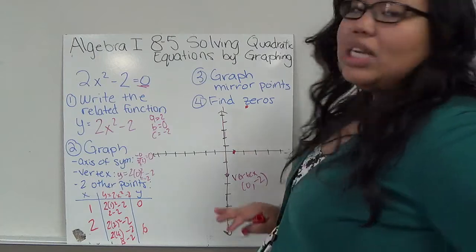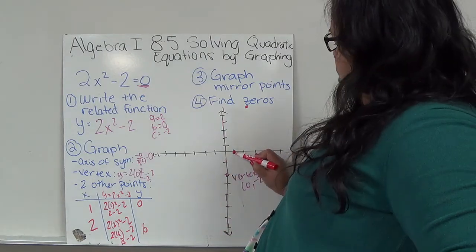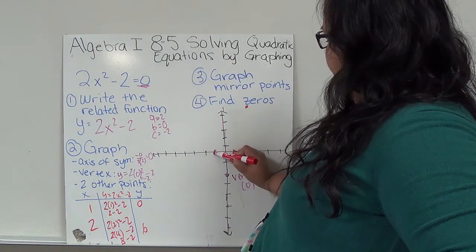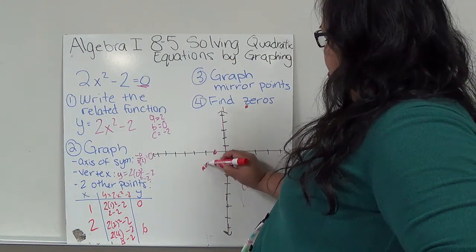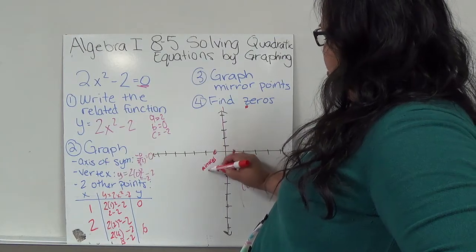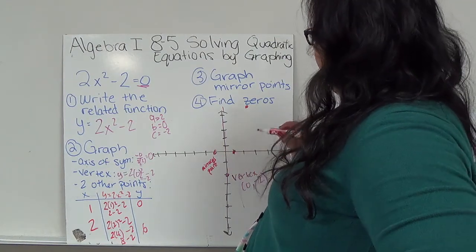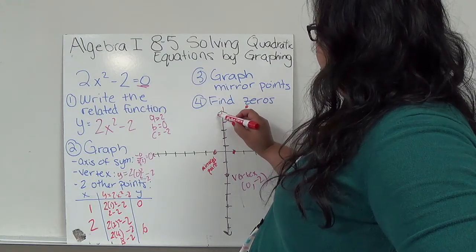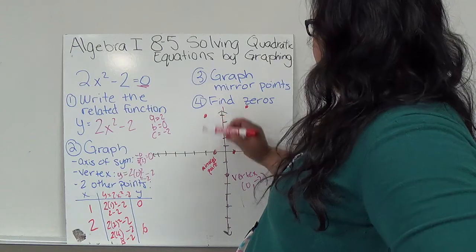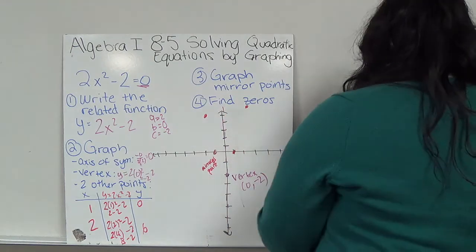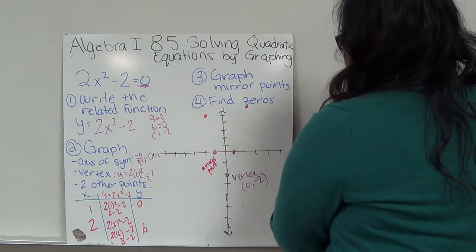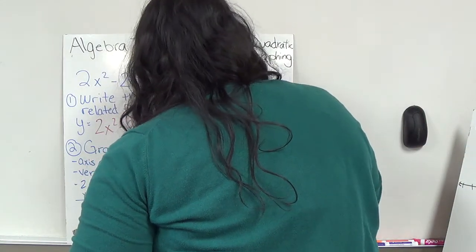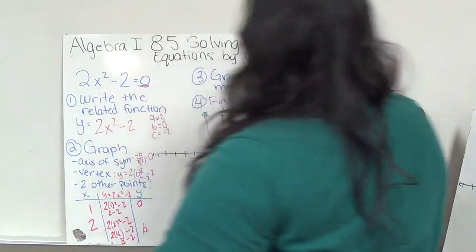Now I have these 2 points. Now I'm going to mirror them. So you see how this is 1 away from the axis of symmetry? On the other side it should be 1 away, and that's my mirrored point. And this one too, this is 2 away from the axis of symmetry, so on the other side 2 away, and here's my mirrored point. Once I find these, then I can graph it. These are my mirror points.